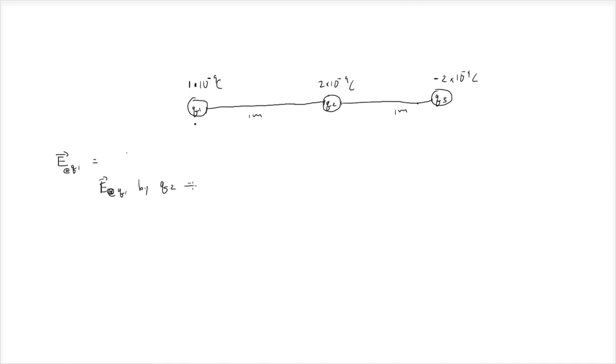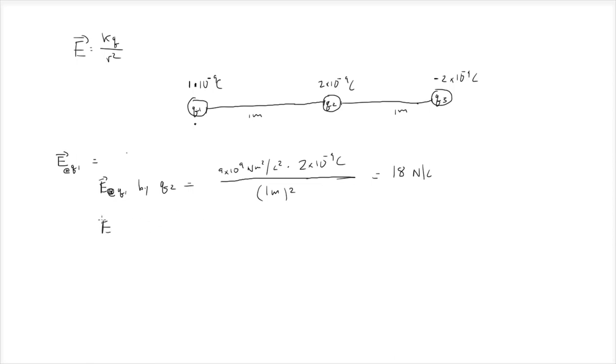By Q2. Remember that the electric field is K Q over R squared. So we have 9 times 10 to the 9 Newton meters squared per Coulomb squared times the charge that Q2 produces, so we use Q2's charge, 2 times 10 to the negative 9 Coulomb, divided by 1 meter squared, and that's going to give us 18 newtons per Coulomb.